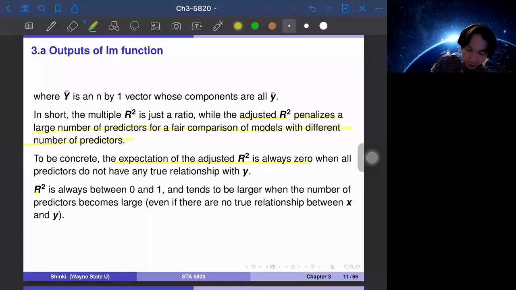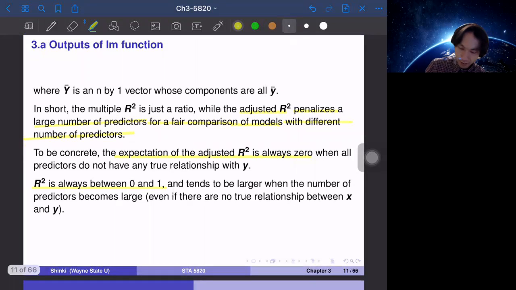Yeah, and R-square is by definition between 0 and 1. Adjusted R-square is not necessarily more than 0.